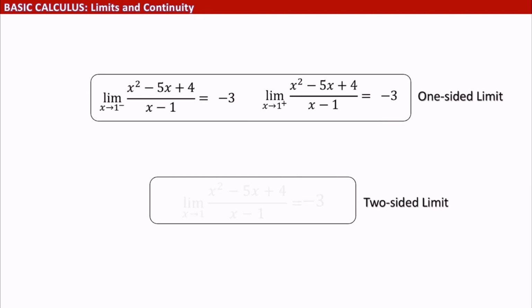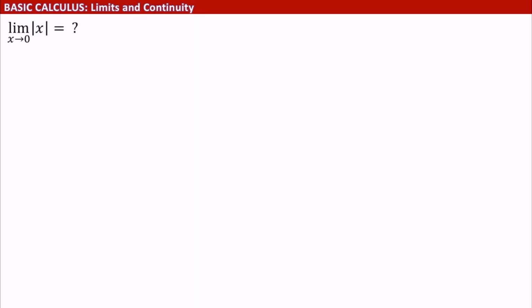Our final answer is the limit of x squared minus 5x plus 4 all over x minus 1 as x approaches 1 is equal to negative 3. Para mas maintindihan pa natin, let's have another example. Let's solve for the limit of the absolute value of x as x approaches 0. Our function here is f of x is equal to the absolute value of x and our x approaches 0.